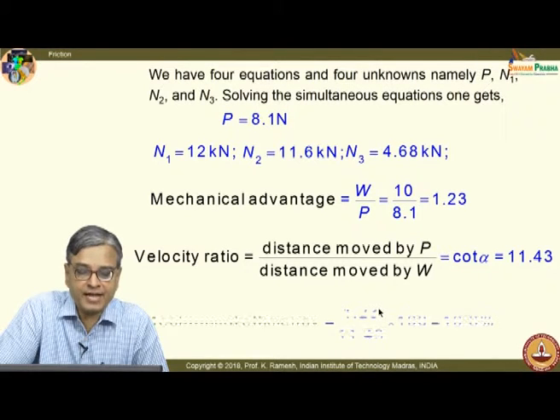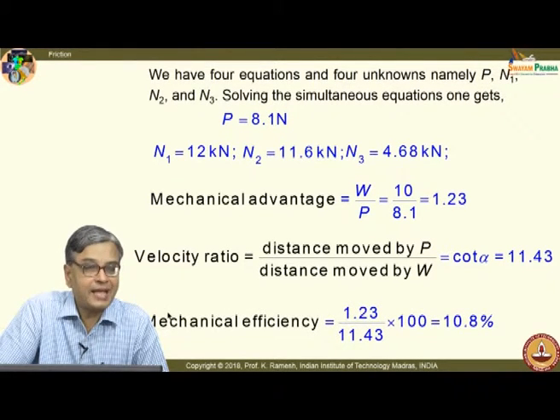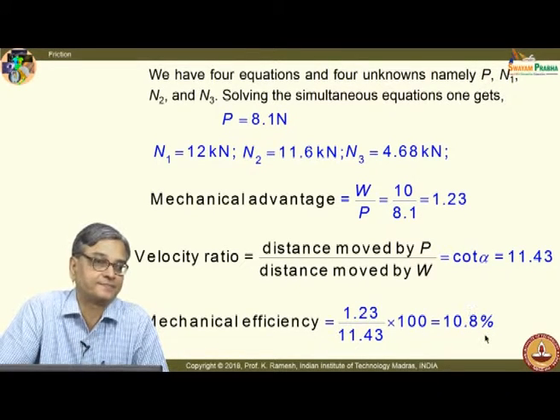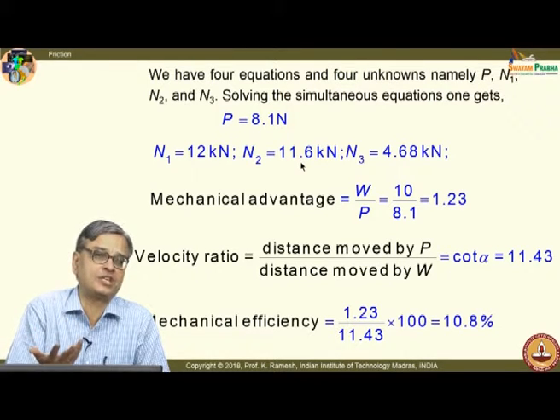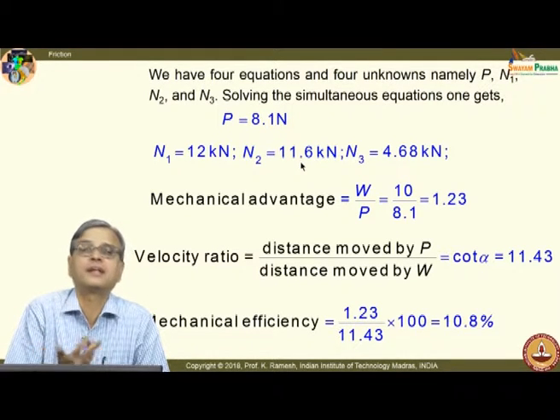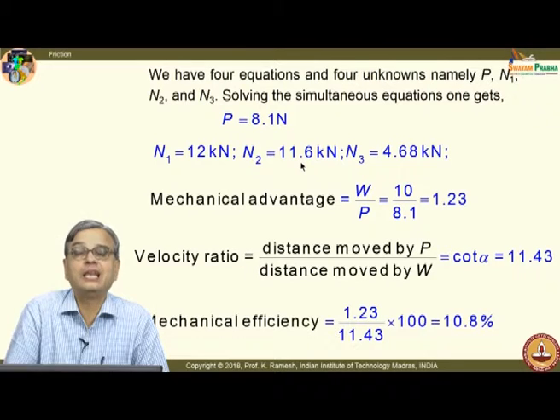And I also have a terminology called efficiency. Mechanical efficiency is given as mechanical advantage divided by velocity ratio into 100. This turns out to be 10.88%. This indicates that this should have been 8.1 kilonewtons, so please go and check this. So I have only 10% efficiency, that's quite alright, but I am in a position to lift a weight comfortably.